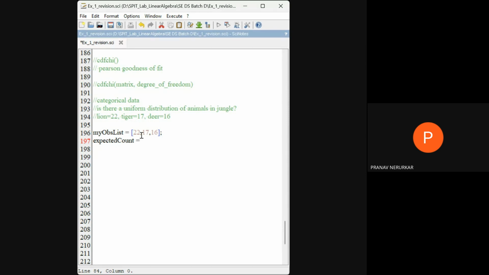Ideally, if all the three categories are equally present, then I can expect that each category will have 18.33 or close to 18.33. I am observing that all the three categories don't have 18.33.